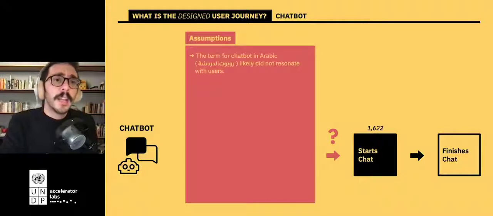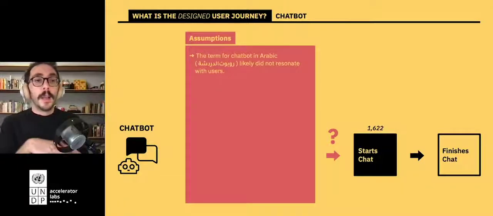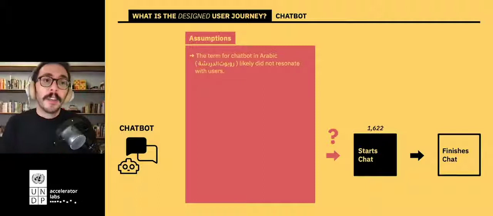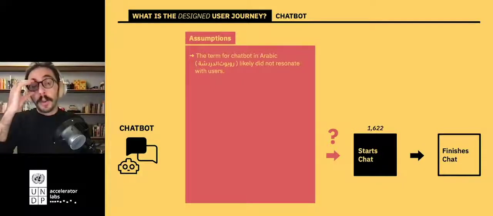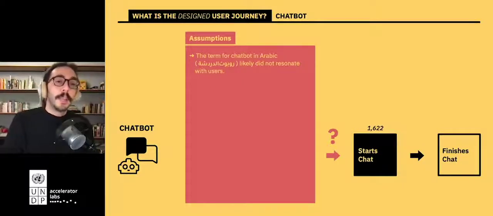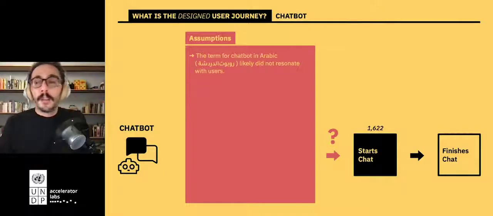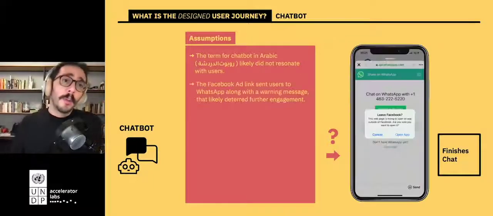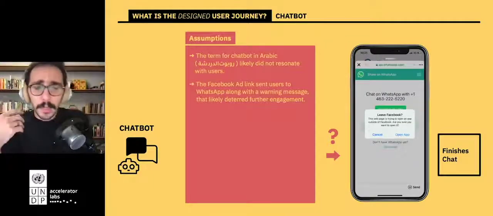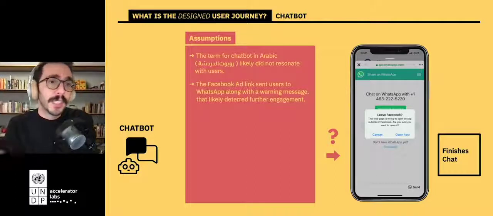The first one is that the term for chatbot in Arabic, robot al-dardasha, likely did not resonate with users. So this is something that we learned really quickly. Already the idea of a chatbot is not very common. So we said, why don't we translate this to Arabic, which made it even more unfamiliar or strange. And we think this might have deterred people from engaging with it.